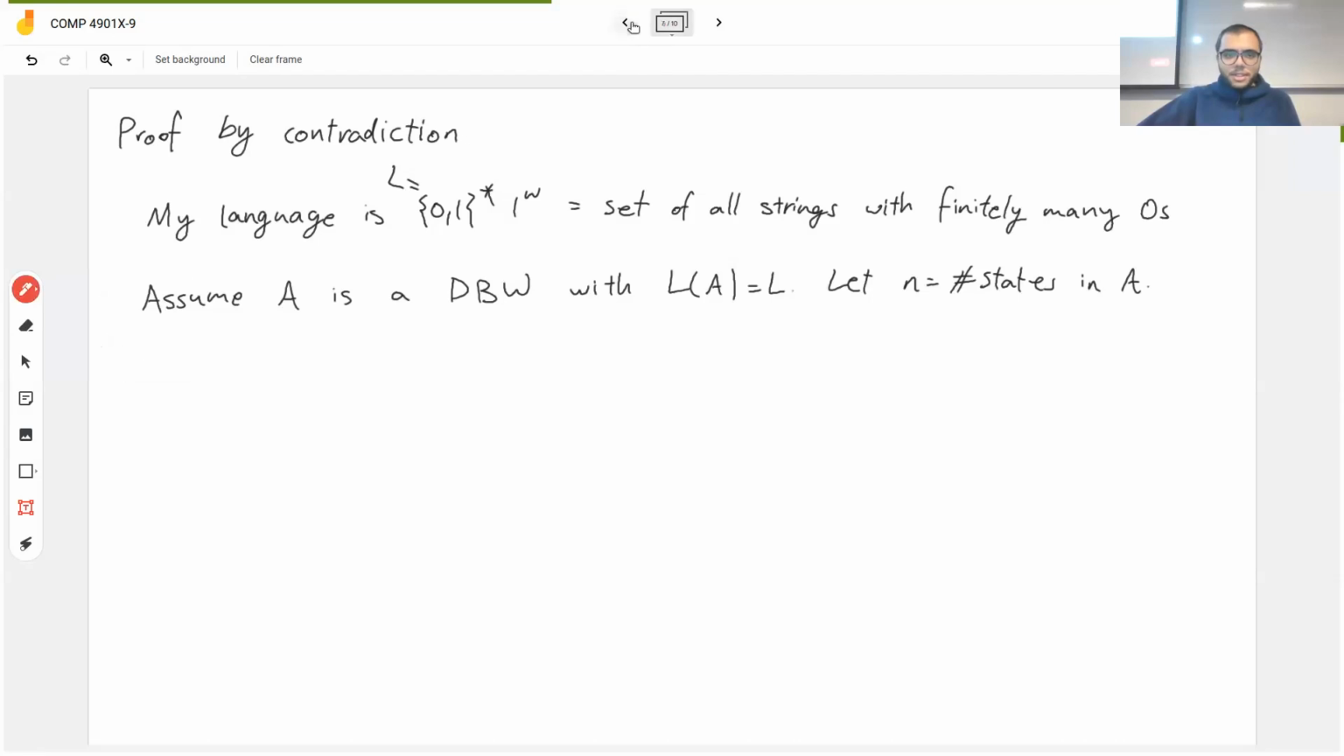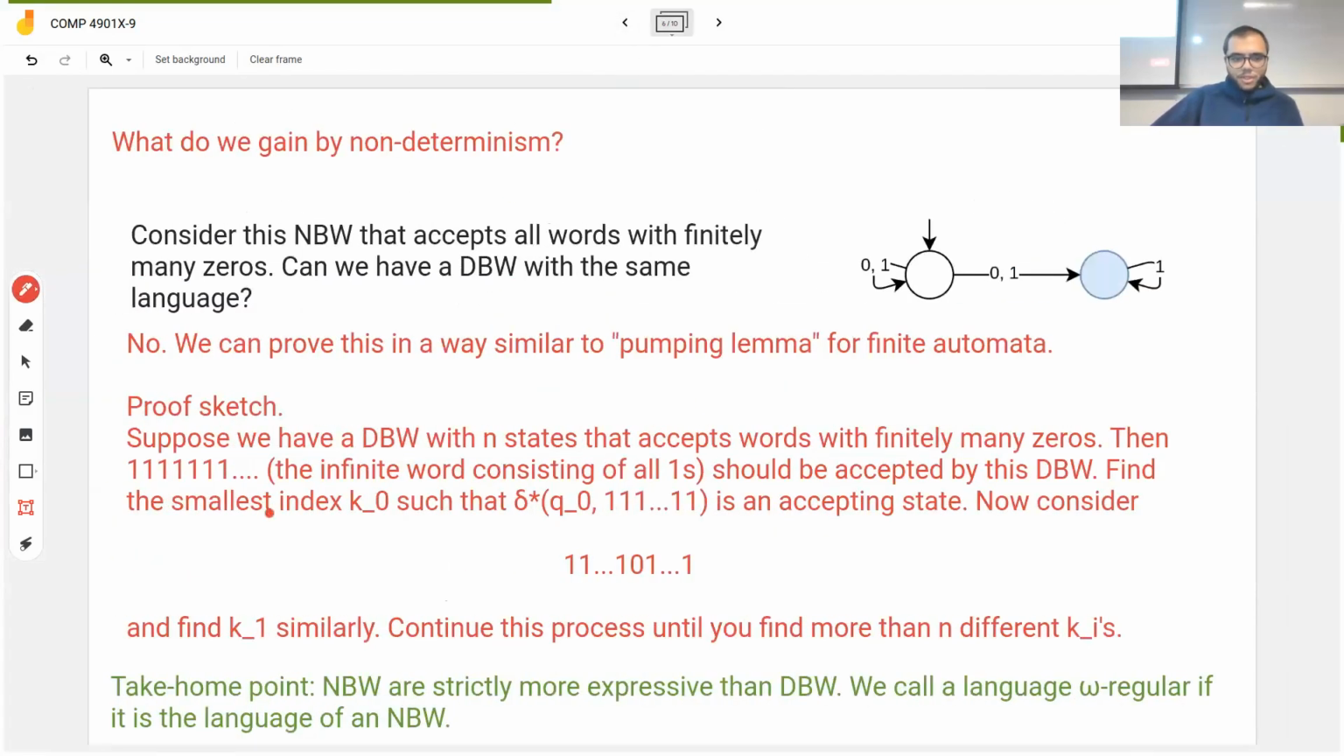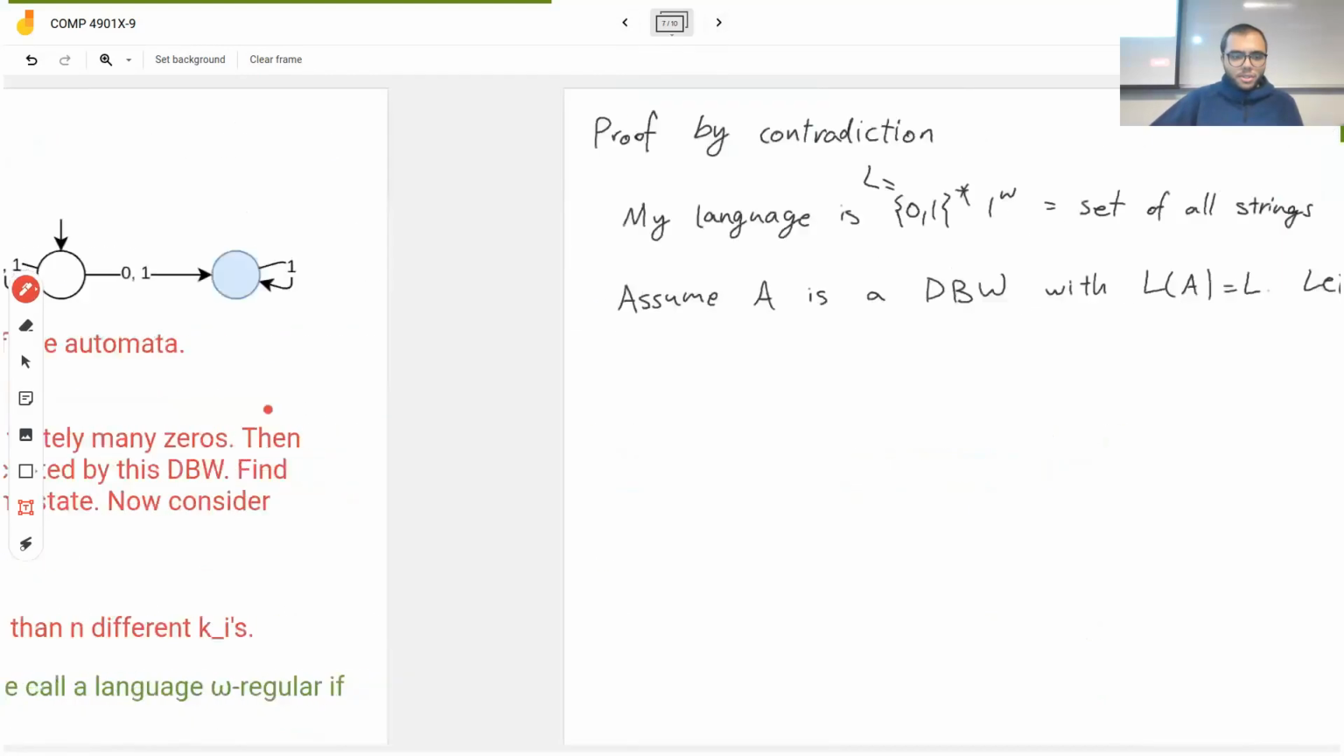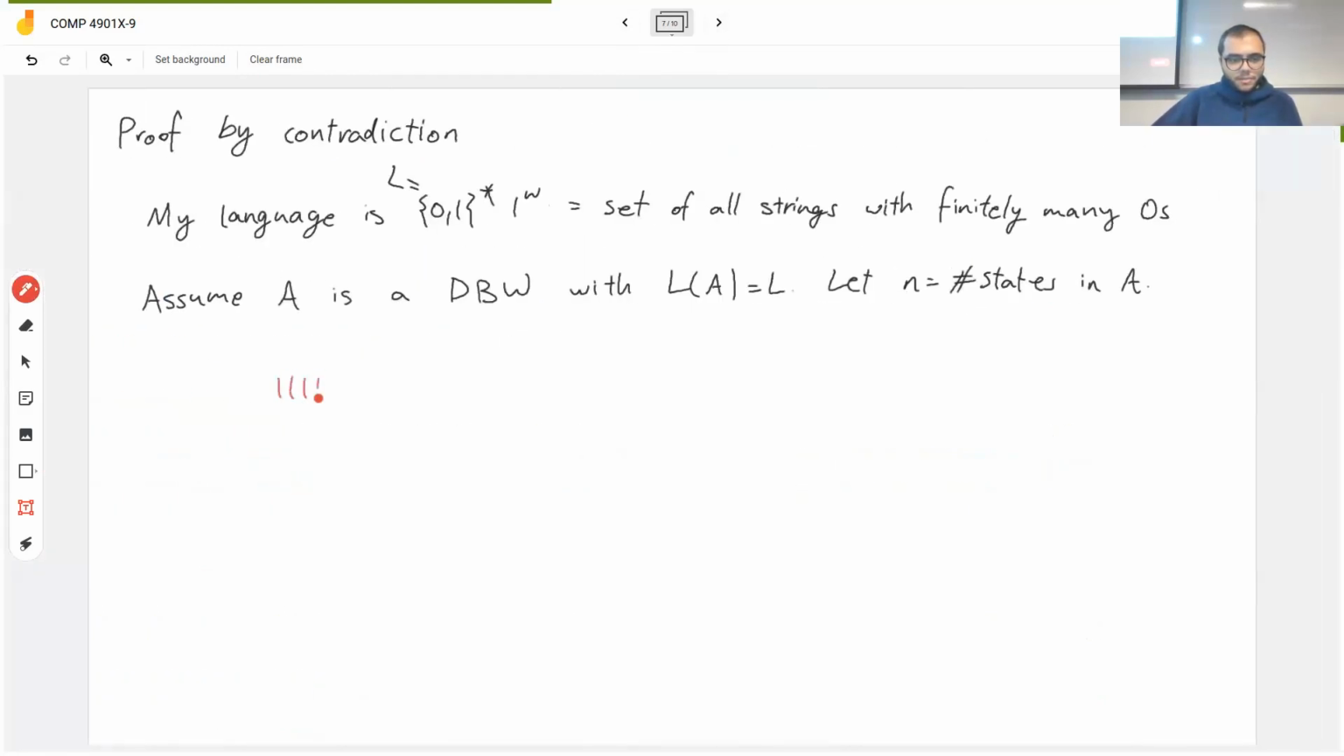Now I want to consider some words. And the first word I'm going to consider is the word that just has ones. It's an infinite word and it only has ones. So my automaton A should accept this word. But this is a Büchi automaton, which means that the run on this word had to reach some accepting state, and it had to reach accepting states infinitely many times. Okay, great.